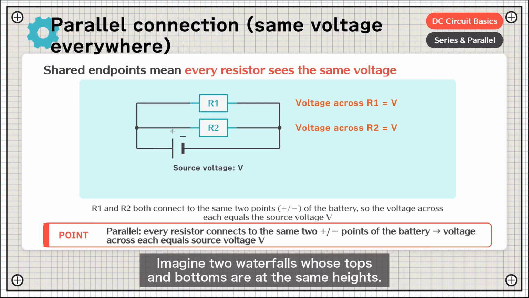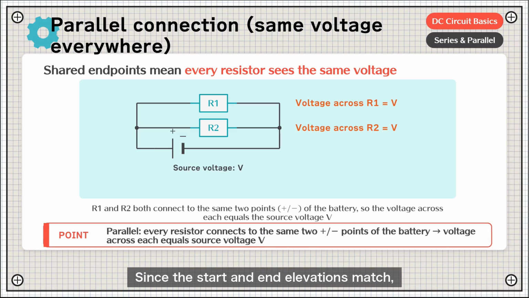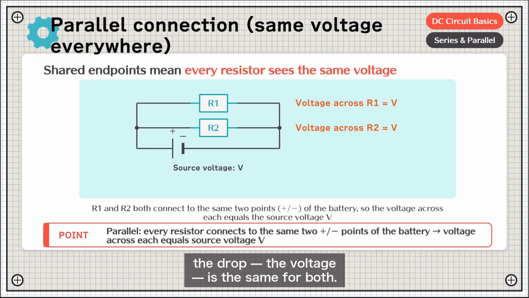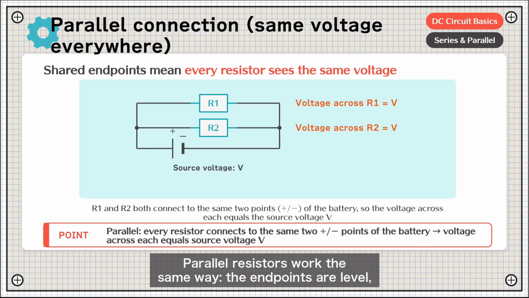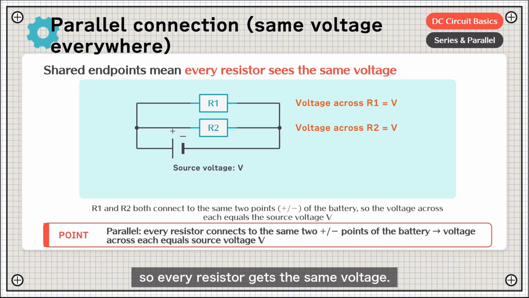Imagine two waterfalls whose tops and bottoms are at the same heights. Since the start and end elevations match, the voltage is the same for both. Parallel resistors work the same way. The endpoints are level, so every resistor gets the same voltage.